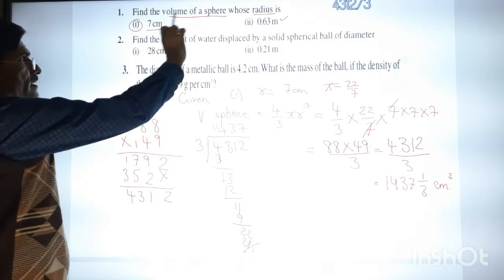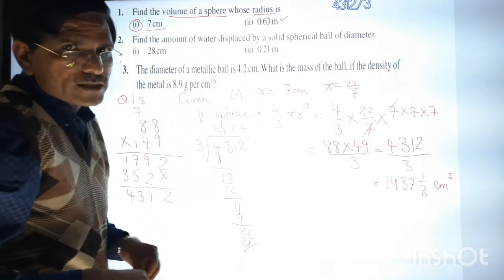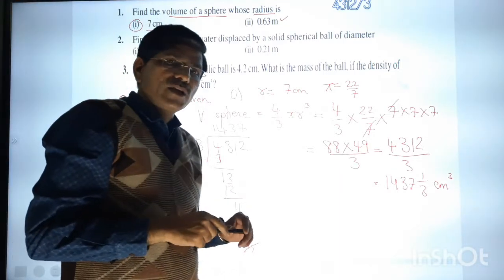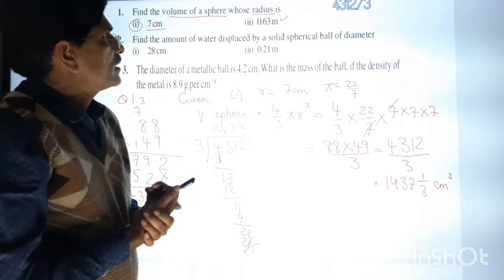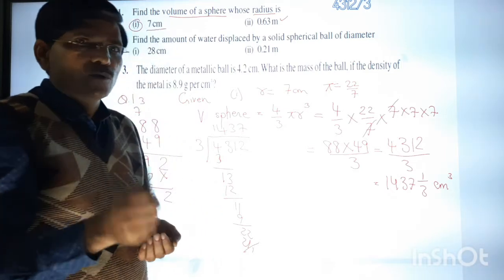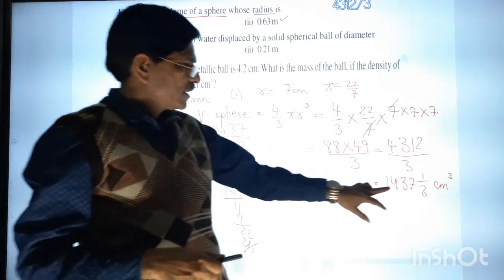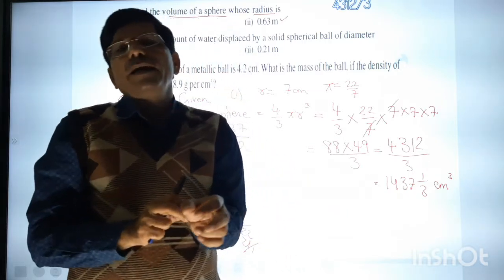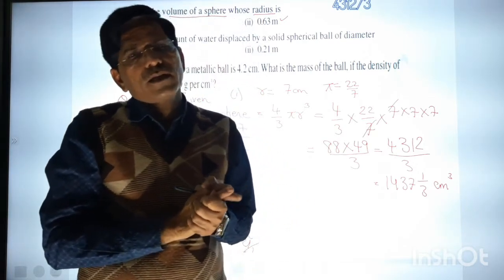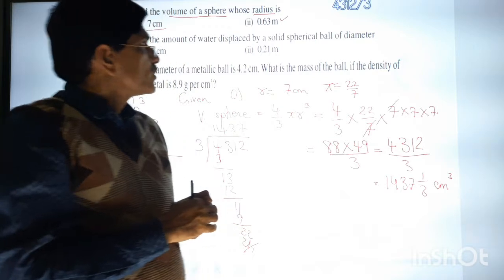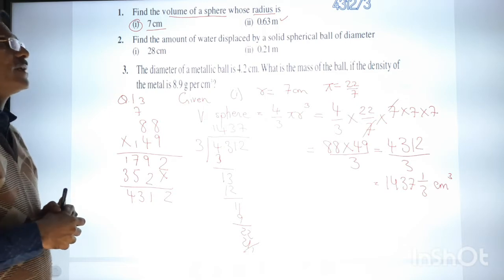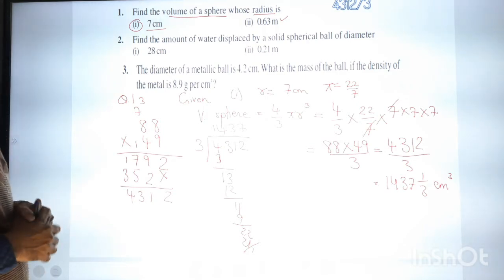What is the difference between question number 1 and 2? In question number 1 there is a unit, centimeter, while in question number 2 the unit is meter. So when you are finding the volume, one answer is in centimeter cube and the other answer is in meter cube. Now question number 2: find the amount of water displaced by a solid spherical bowl of a given diameter.